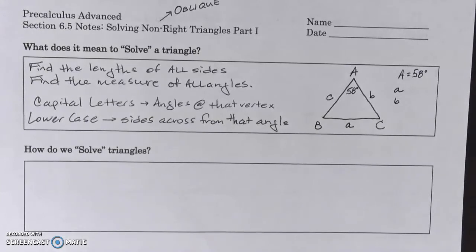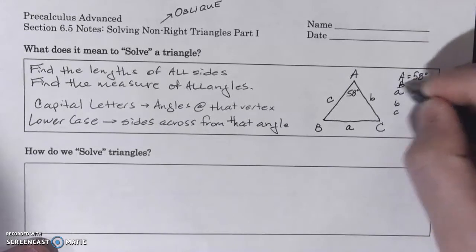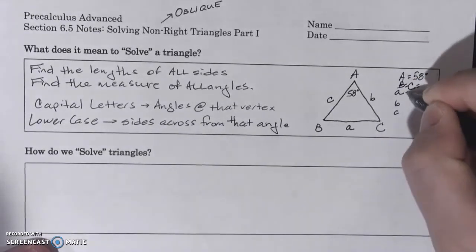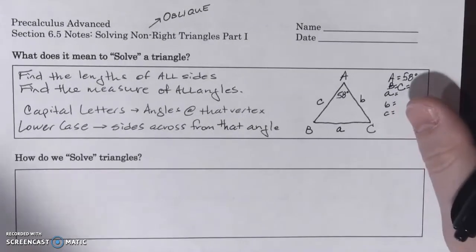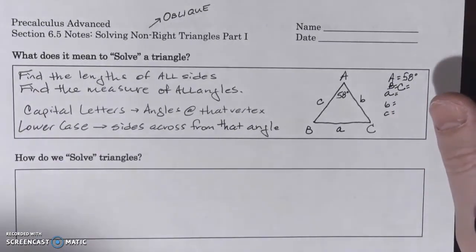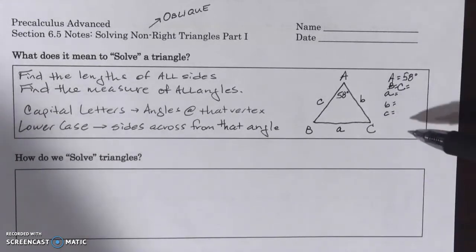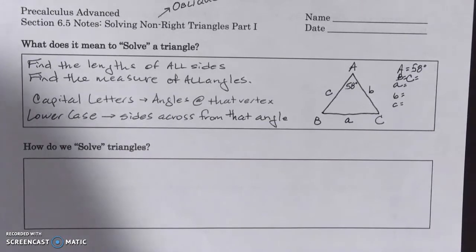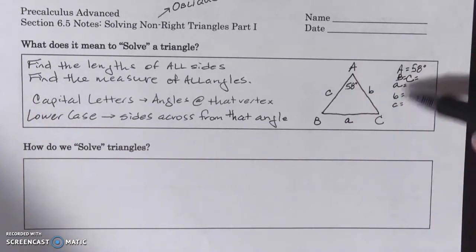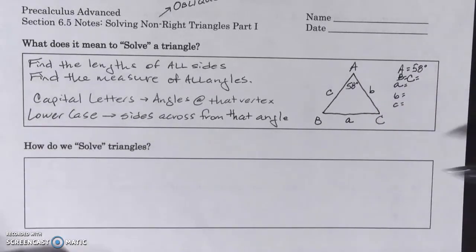Okay, so if we told you that any of these were certain lengths, that'd be okay. And basically, you need to find 6 things to solve a triangle. Okay, as you will see, we're going to give you 3 things. We're going to give you 3 of these 6 pieces of information. Your job is going to be able to find the rest. All right. Okay, so now we know what it means to solve a triangle. We got a little tutorial on what capital and lowercase letters mean in terms of angles and sides. How do we solve them?